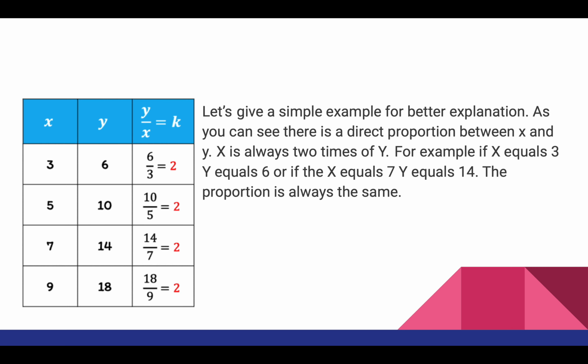Let's give a simple example for better explanation. As you can see, there is a direct proportion between x and y. y is always 2 times x. For example, if x equals 3, y equals 6, or if x equals 7, y equals 14. The proportion is always the same, as you can see from the table at the left.